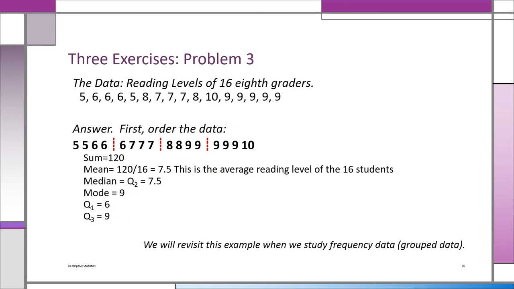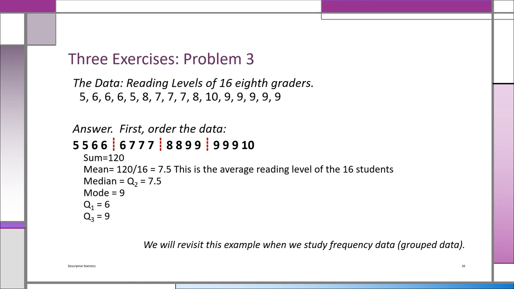Okay, let's look at problem 3. These are reading levels. That means if you get a 5, you're reading at the level of a fifth grader. 9 means you're reading at the level of a ninth grader. These are eighth graders, and we're looking at 16 of them. First, we order the data. It starts with 5, and the highest was 10. To get the mean, you want the sum. 120 over 16, 7.5. So the average reading level of the 16 students we selected randomly is 7.5, right in the middle between 7th and 8th grade.